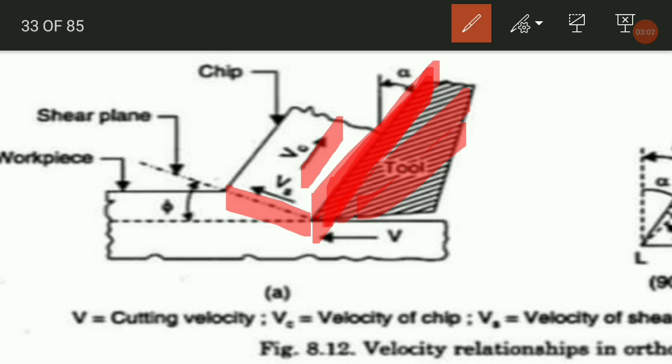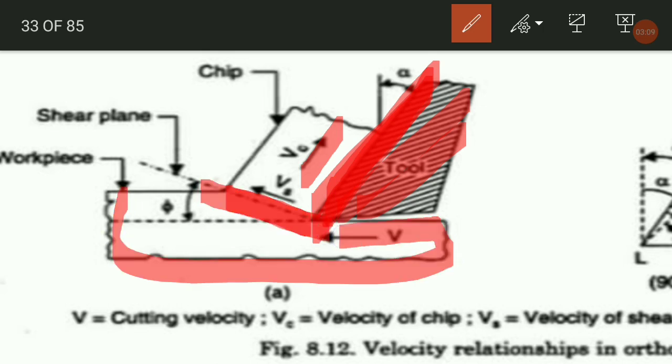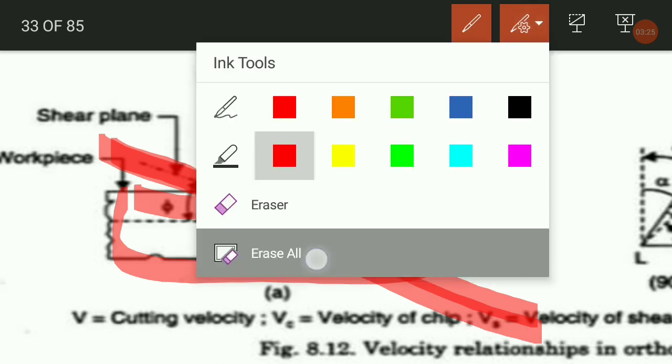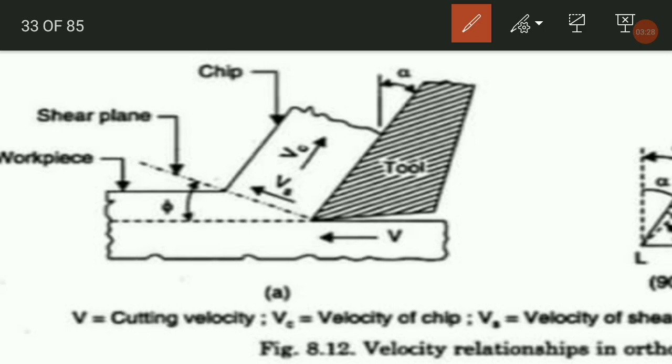Whereas the shear velocity is the velocity of the chip relative to the workpiece. So this is your workpiece, and this is the VS. Here you can see the direction. VS is the velocity of the chip relative to the workpiece and directed along the shear plane. This one is your shear plane. So these two are very important. You must keep them in mind.